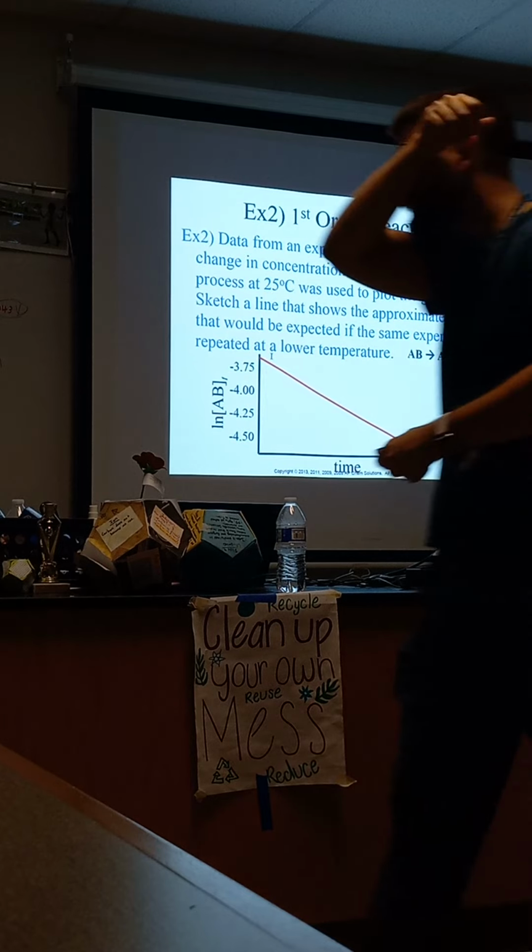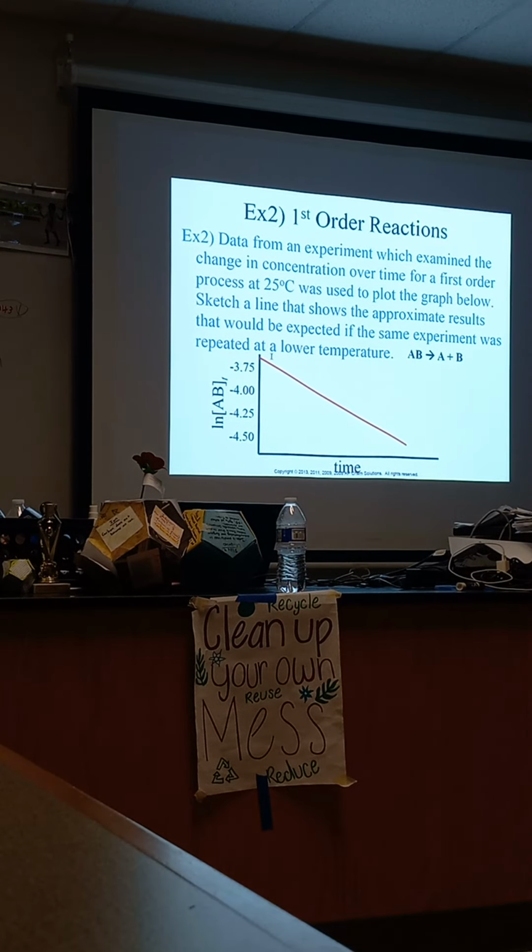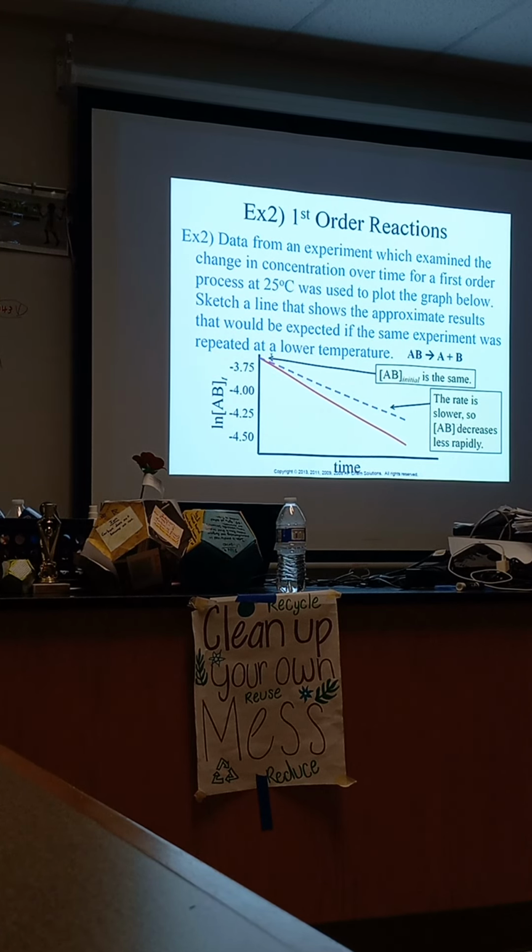All right, so let's look at example 2 of first order reactions. Data from an experiment which examined the change in concentration over time for a first order process at 25 Celsius was used to plot the graph below. Sketch a line that shows the approximate results that would be expected if this same experiment was repeated at a lower temperature. So you notice that we're going to put it up here like this.